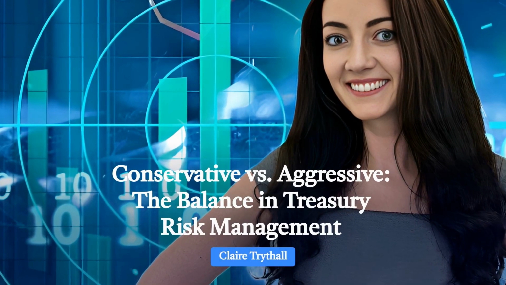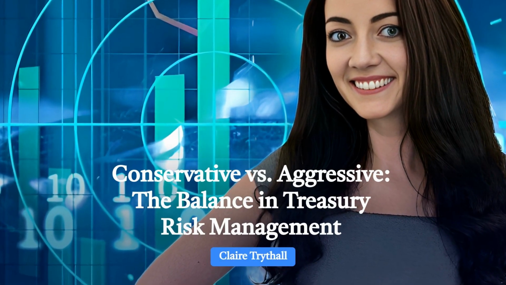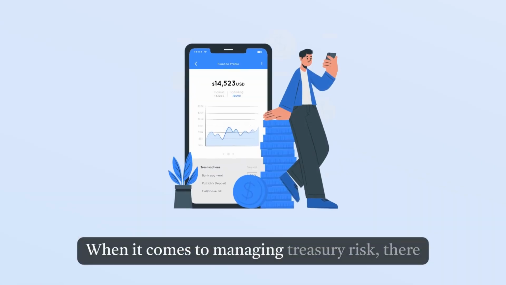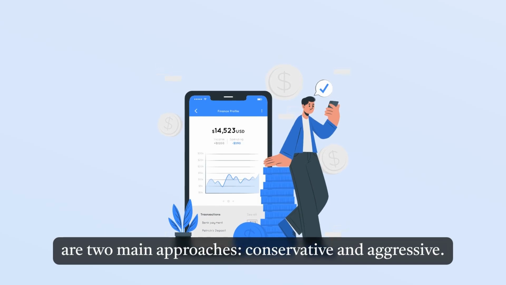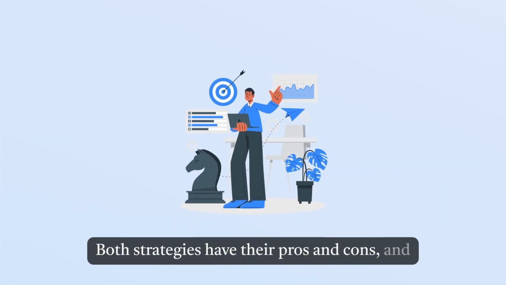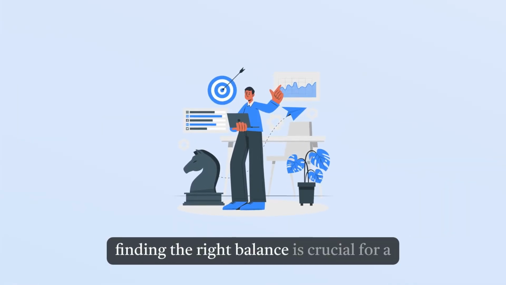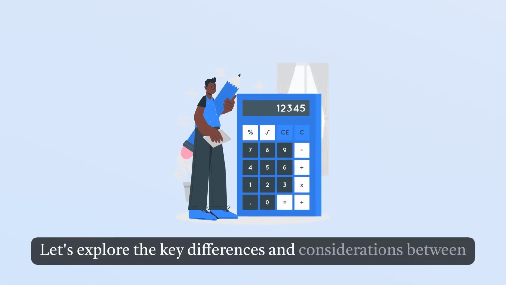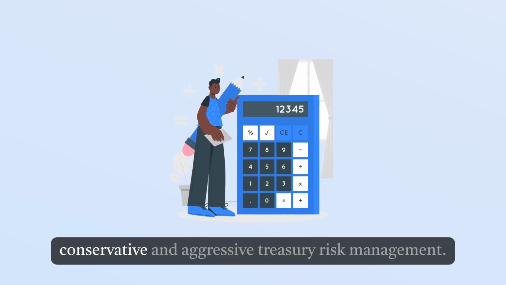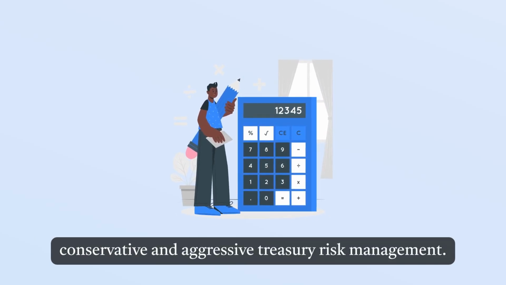Conservative versus aggressive, the balance in Treasury risk management. When it comes to managing Treasury risk, there are two main approaches, conservative and aggressive. Both strategies have their pros and cons, and finding the right balance is crucial for a well-managed Treasury. Let's explore the key differences and considerations between conservative and aggressive Treasury risk management.